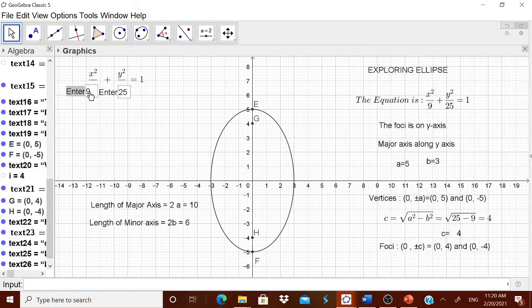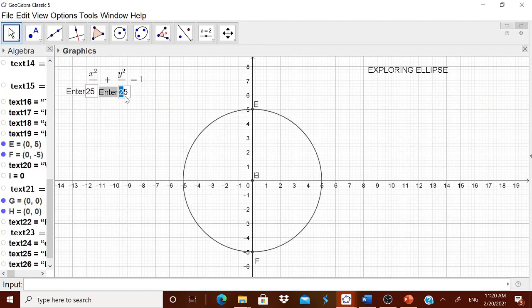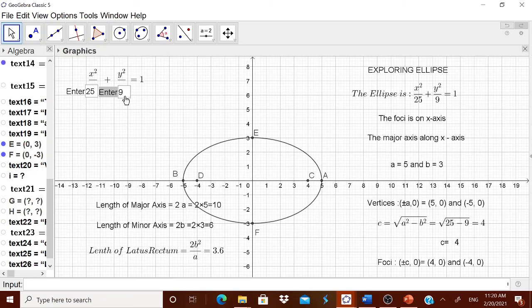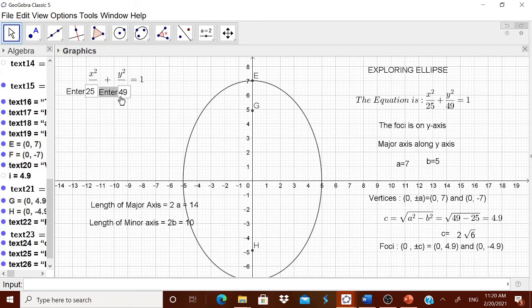Now let me change it. Here let me put 25. Okay, let me put 9. Sorry. You see the first one has come. Let us change it now. This I will make into 49. For example, you see the second one has come. Therefore, this is the way. You see, you are getting it as 2 root 6, like that.